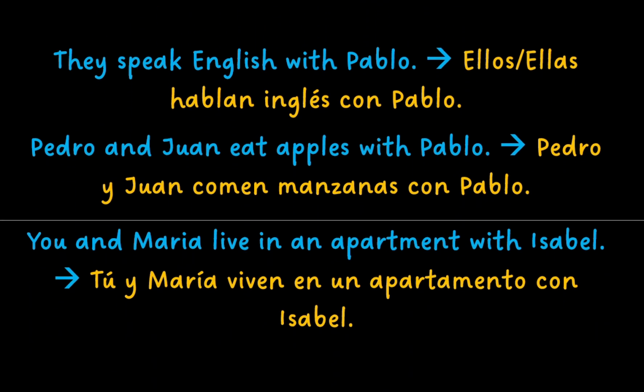They speak English with Pablo is ellos or ellas hablan inglés con Pablo. Pedro and Juan eat apples with Pablo is Pedro y Juan comen manzanas con Pablo. And you and Maria live in an apartment with Isabel is tú y Maria viven en un apartamento con Isabel.